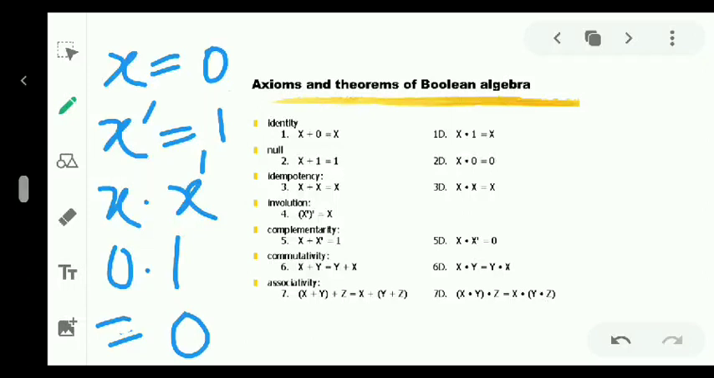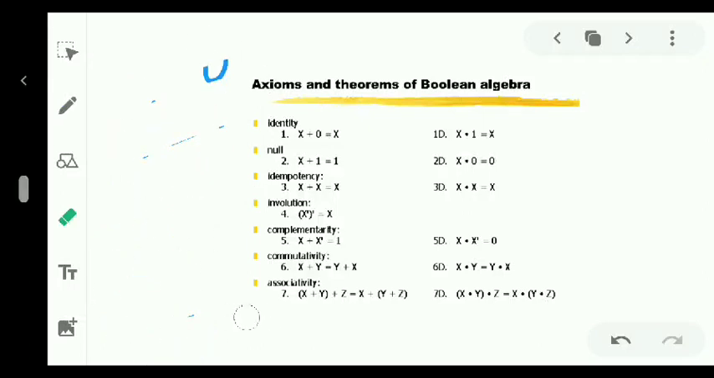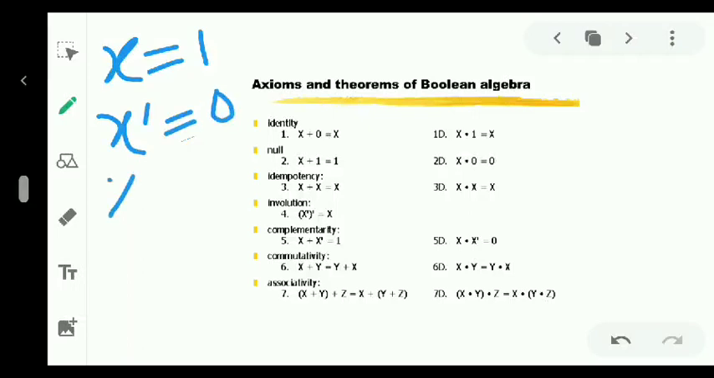Now we will check for the x value of 1. X value equals to 1, then x bar value will be 0. So x into x bar gives you the result 1 into 0. So 1 into 0 means also 0. So in this way we can prove the complementarity rule also.